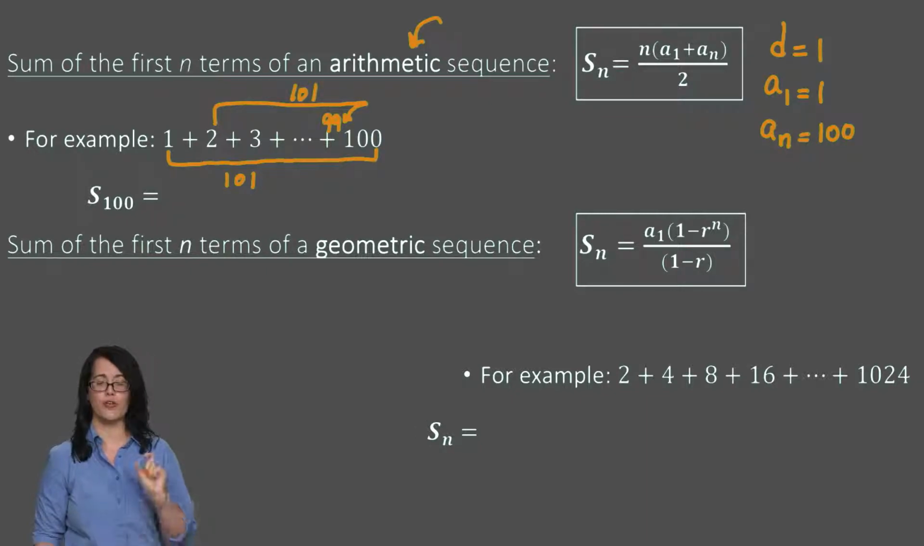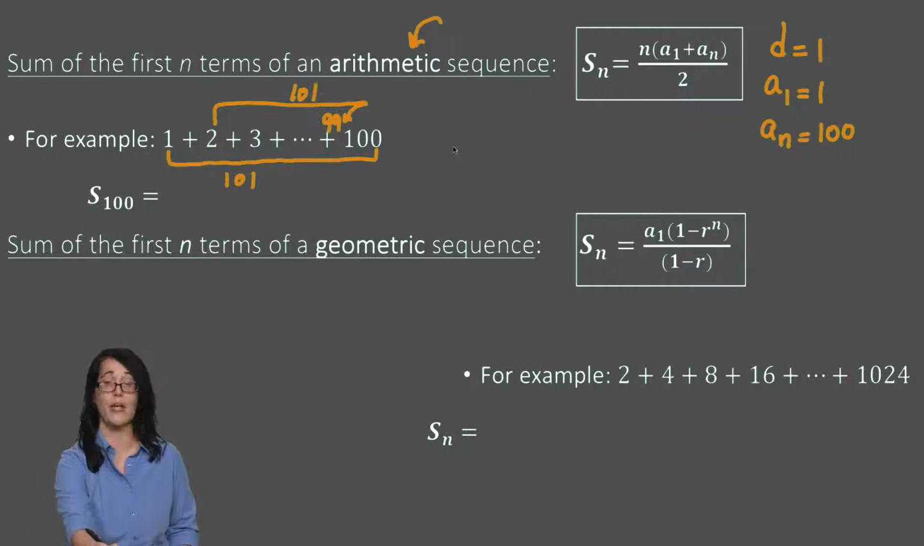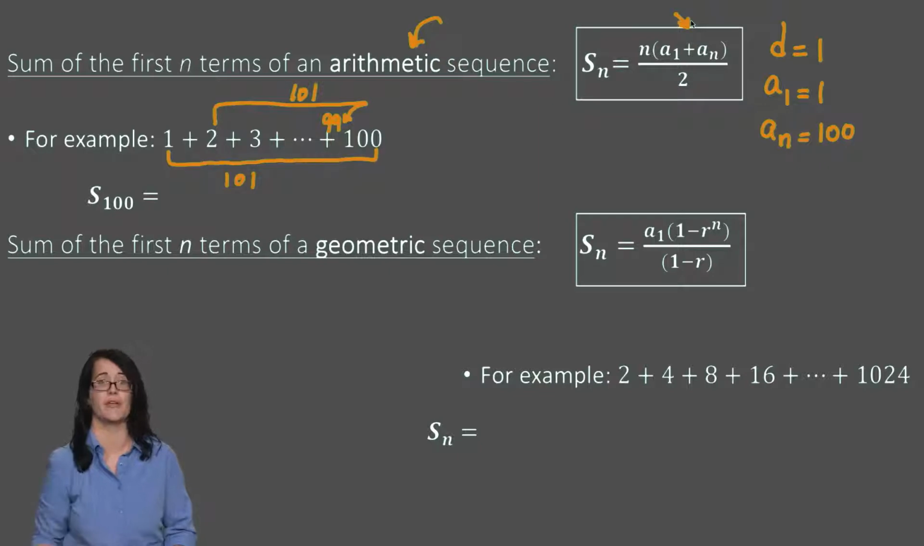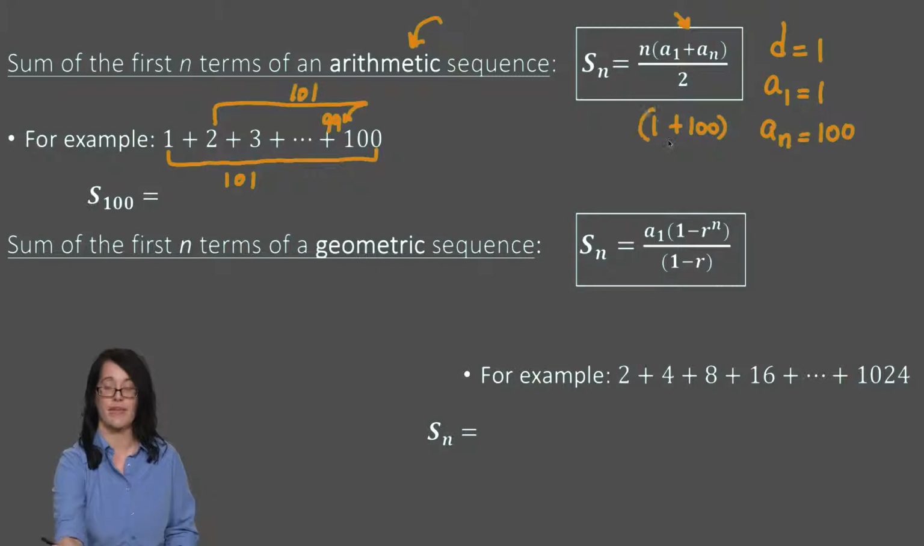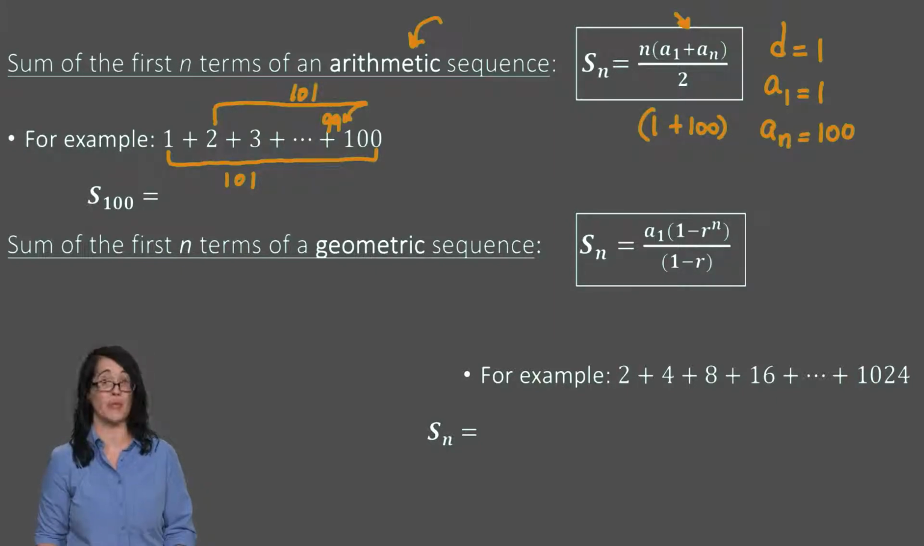But what if we took 3 and we added it with the number right before 99? Well, that would be 98. And 3 plus 98 is, you guessed it, 101. So do you sense a pattern here? That's right. If you were to just take 1 plus 100, you get 101. And that's what we're being told to do in our formula here. We're taking 1, our first term, plus 100, our nth term. That gave us 101.